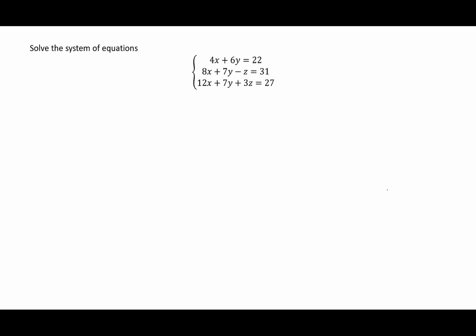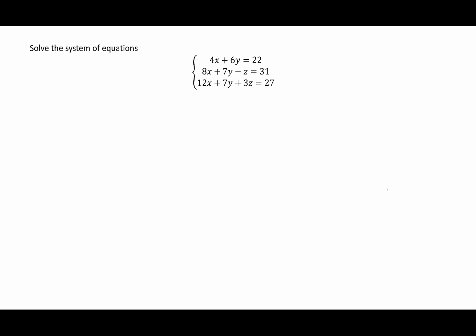Let's make that a little bigger. And how this is really bigger is I don't know one of the answers to start. I have 4x plus 6y is 22, 8x plus 7y minus z is 31, 12x plus 7y plus 3z is 27. Overall, our strategy is to go from 3 equations with 3 unknowns down to 2 equations with 2 unknowns. We take those 2 equations, 2 unknowns, and we get down to 1 equation with 1 unknown, and we solve.